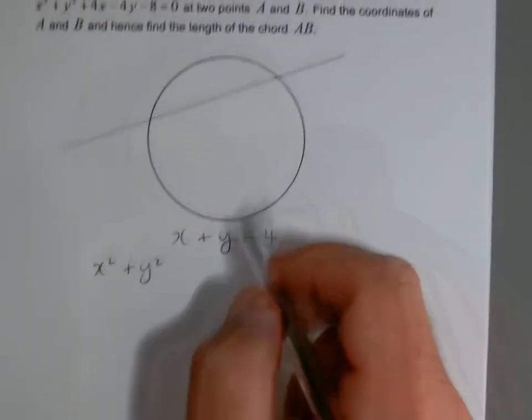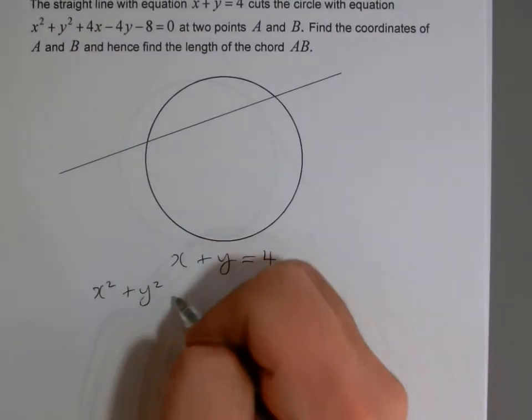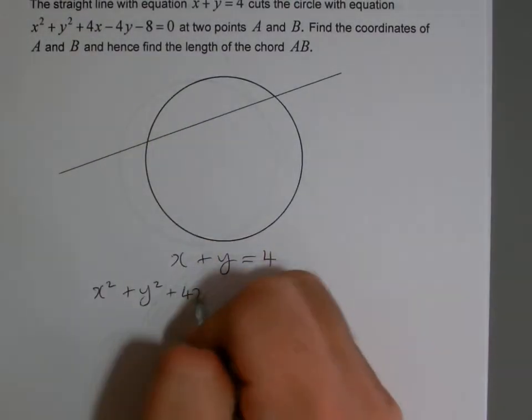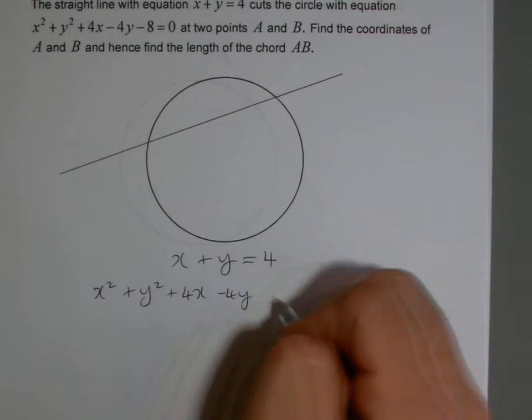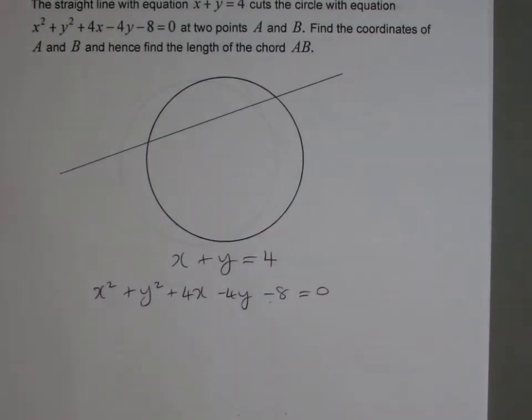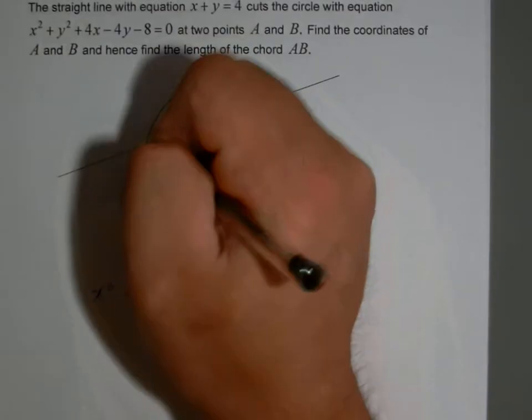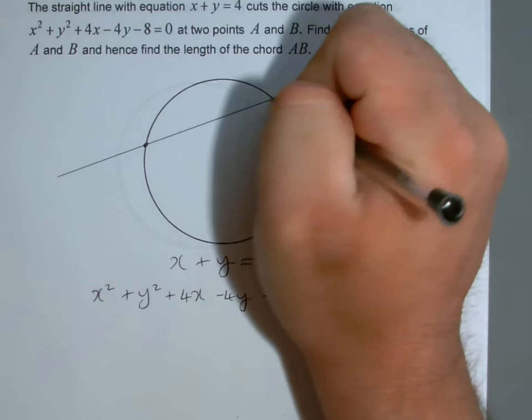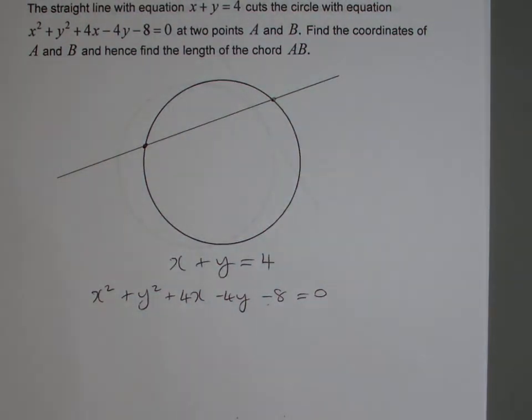I just did a quick sketch on the computer to show what is going on. I don't know if I've got the gradients right, I probably haven't, it should be sloping downwards, but that doesn't matter. The point I'm trying to make is that it cuts the circle at 2 points, and we've got to find those 2 points.